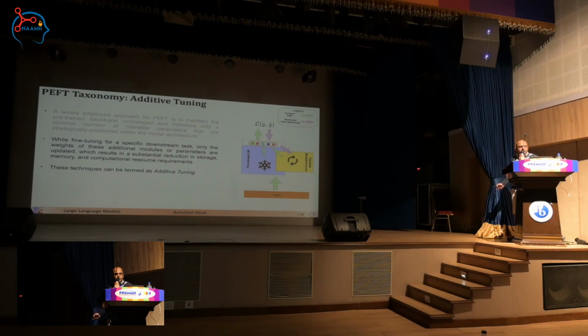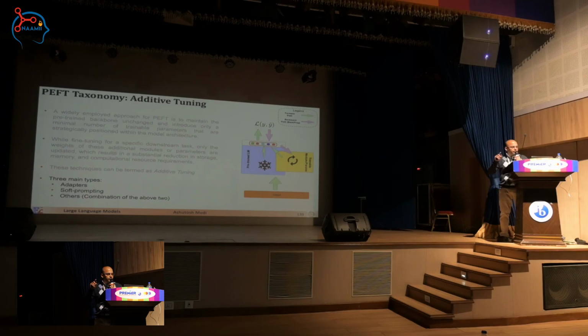And the reason is obvious: you are adding a small set of parameters. In fact, there are three main types of additive tuning. One is called adapters, another is called soft prompting, and the third is a combination of the two. We're going to look into details of adapters and soft prompting in a bit. So, any questions on this? Is it clear?